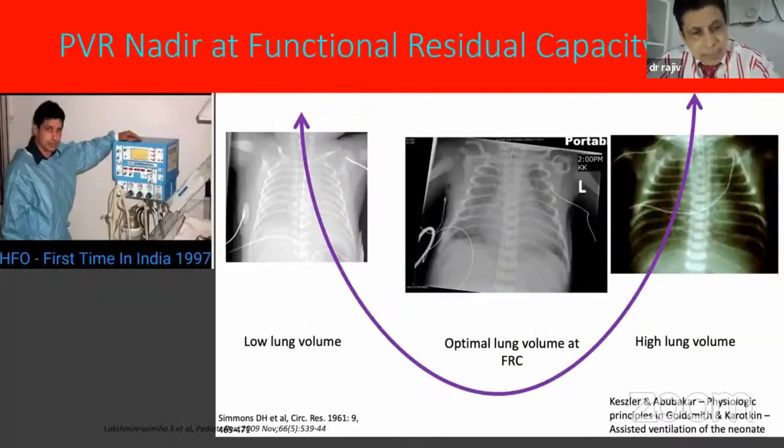This was the first time we did HFO in India, in 1997. I trained with Martin Keszler, and this is in fact Keszler's diagram, which we have been reading from Abubakar and Keszler, on how the lung volume can be optimized. It's the million dollar question. This is the sine qua non of ventilation. How do you optimize lung volume?